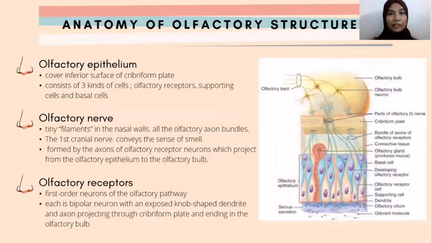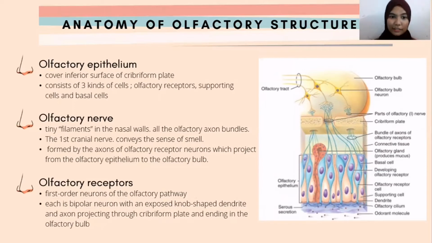Next, we have the olfactory epithelium, which is a cell layer. It covers the inferior surface of the cribriform plate and consists of three kinds of cells: olfactory receptors, supporting cells, and basal cells. The olfactory nerve is made of tiny filaments in the nasal walls. All the olfactory axon bundles are over there. The first cranial nerve conveys the sense of smell, formed by the axons of olfactory receptor neurons which project from the olfactory epithelium to the olfactory bulb.